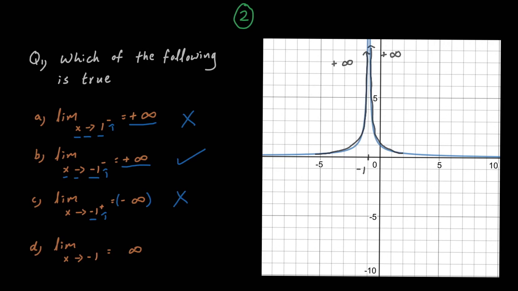And the last question, limit as x approaches negative 1. Now there's no sign on top, so it is asking us for the overall limit and not the one-sided limit. Is it approaching positive infinity? Let's see. If we try reaching from the left, we get to positive infinity. If we try reaching from the right, we reach positive infinity again. So this is indeed true, in both scenarios it is reaching positive infinity.